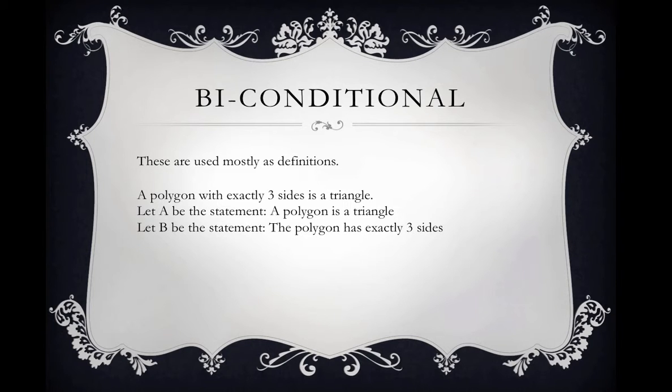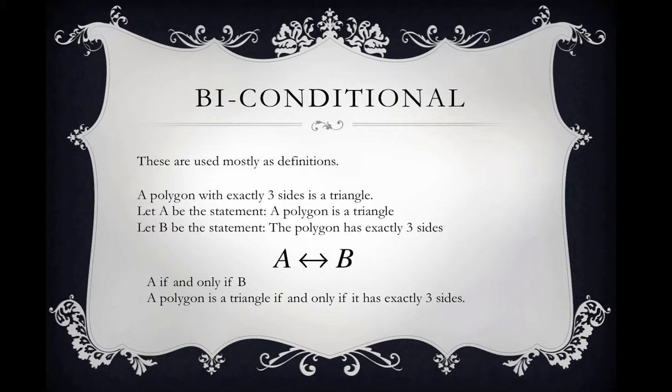Alright, as you most know, a polygon with exactly 3 sides is what we call a triangle. So let's have two statements here. Statement A is that a polygon is a triangle, and statement B, the polygon has exactly 3 sides. You're going to notice that for one to be true, the other one must also be true. And what we call this is we actually say A implies B and B implies A. Or another way of saying it, which is probably more common, is we say A if and only if B.